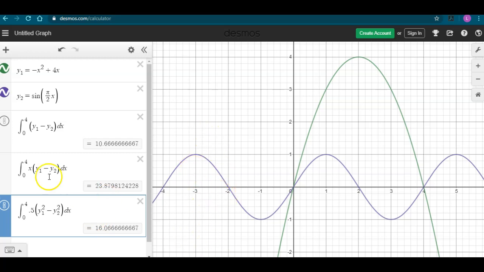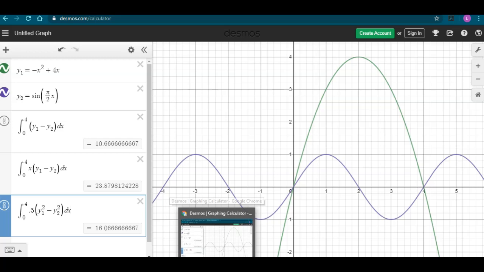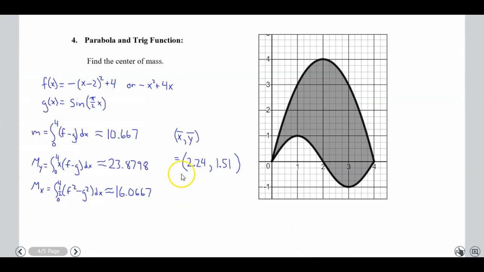If you're doing a bunch of these, you can just leave this up, change your functions, change your bounds, and it goes pretty quickly once you get the hang of it. Let's take a look at the final answer here. That's going to be 2.24, 1.51, once I divide out the my with m and the mx with m.